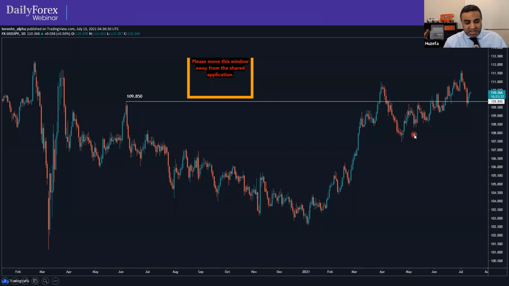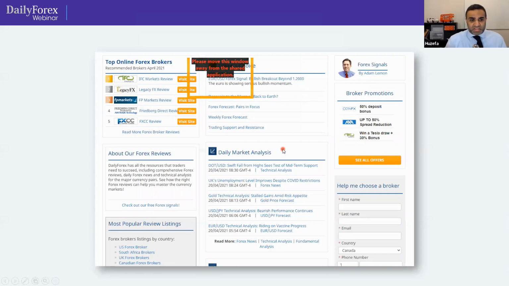All of that said, I found it a tough pair to enter, even on the lower time frames. But bullish dollar yen. Okay, so that was my analysis.